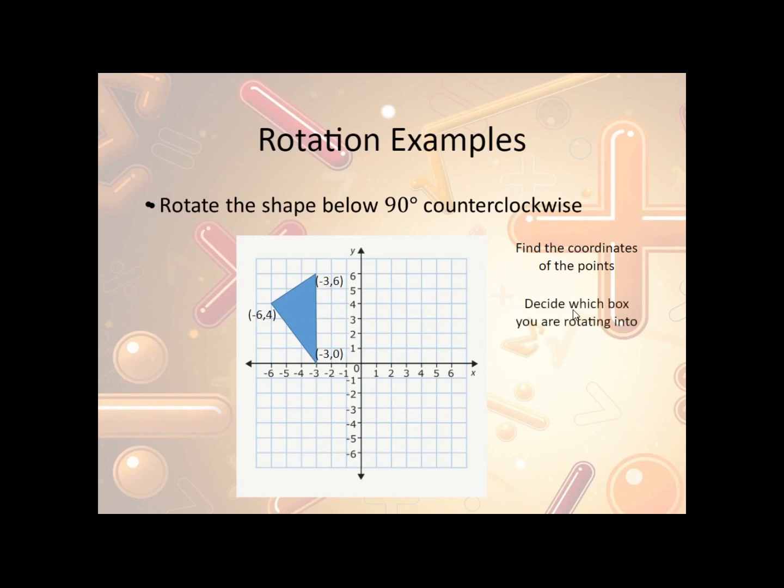Then we're going to decide which box we're rotating into. So we're going counterclockwise, so we're spinning this direction, and we're going 90 degrees. So everything should go from this box to this box.